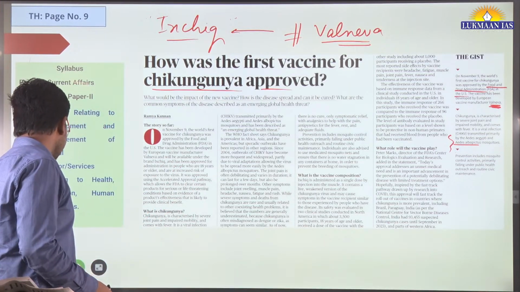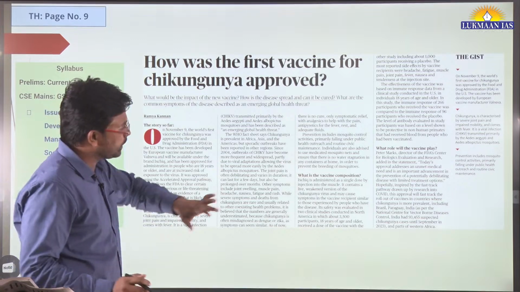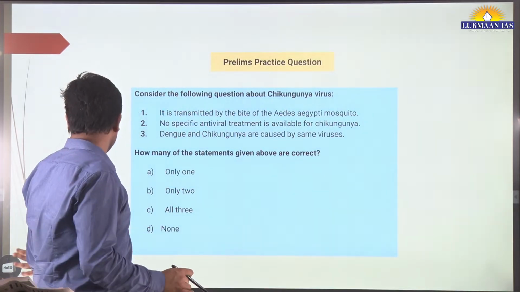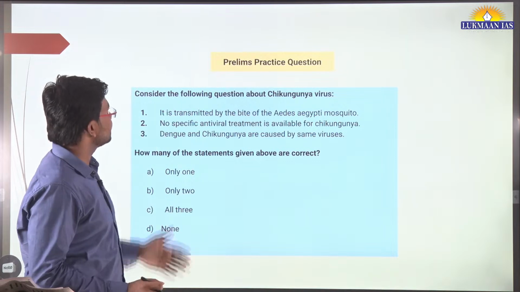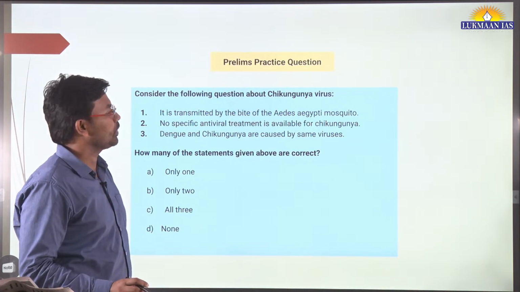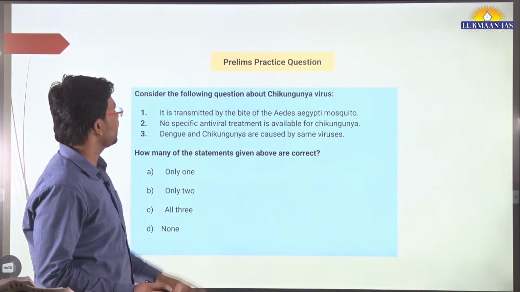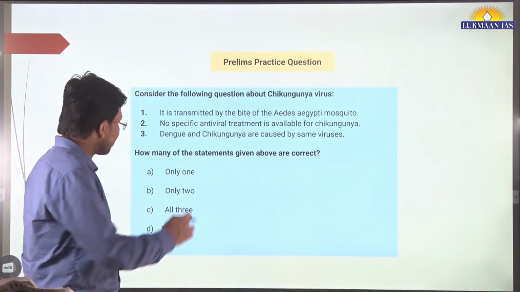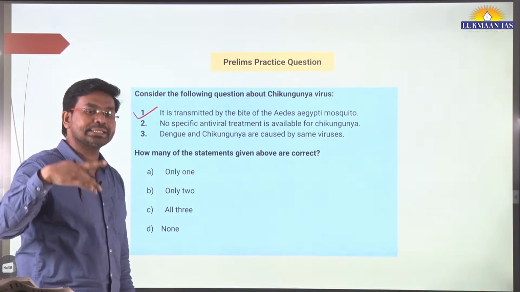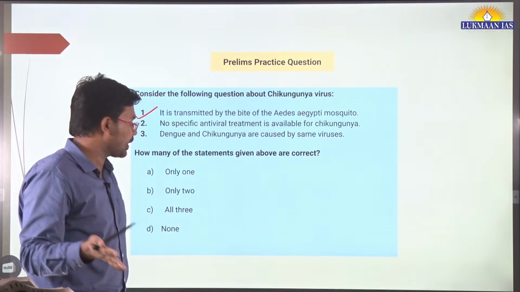A few days back there was a short article on this topic in The Hindu itself. I have taken that discussion. Now we have a question quickly. Consider the following statements about chikungunya virus. It is transmitted by the bite of Aedes aegypti mosquito. This is right. Not only this mosquito, there is another variety of mosquito. Both of them can cause it.